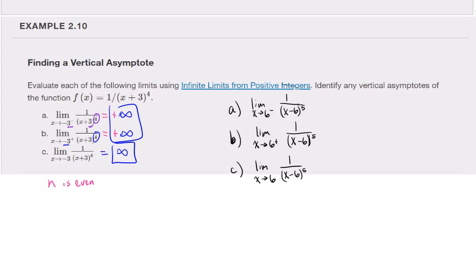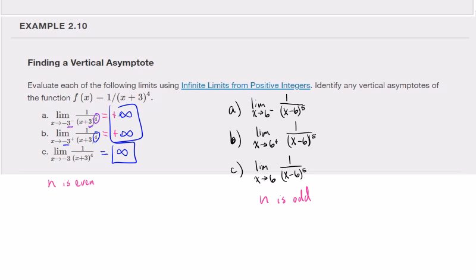So here's another set of examples. And so this time we're approaching +6, right? And we have x minus 6 here in the bottom. And so we know this is going to get closer and closer to 0, right? But this time we're raising to an odd exponent. Okay, so n is odd.